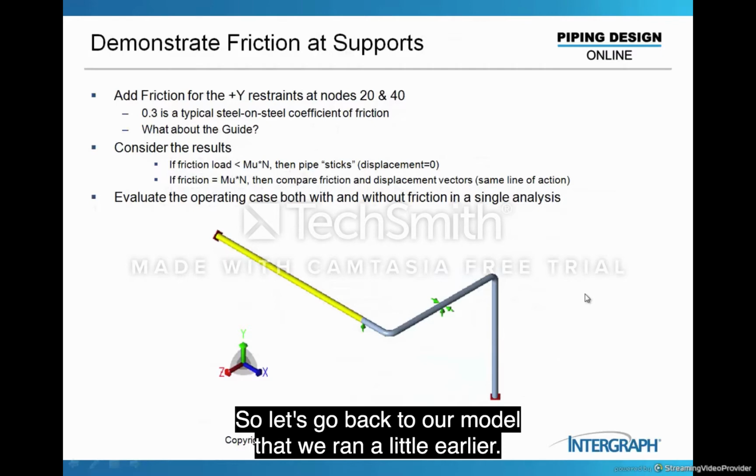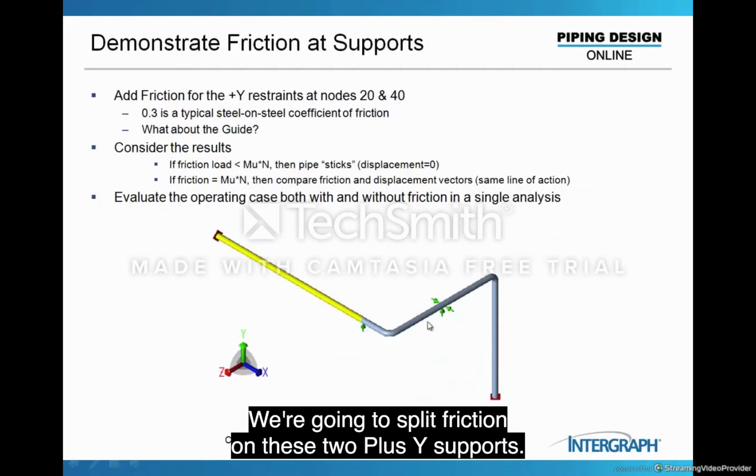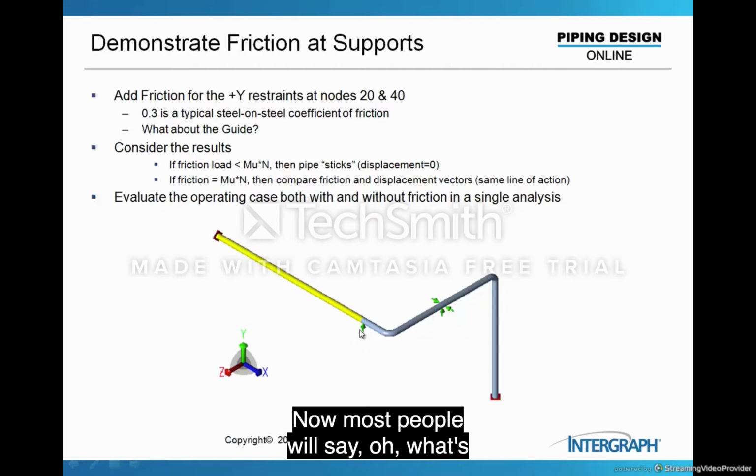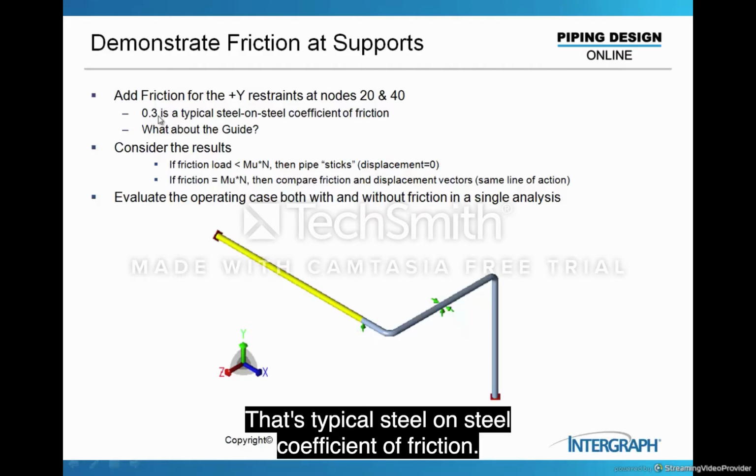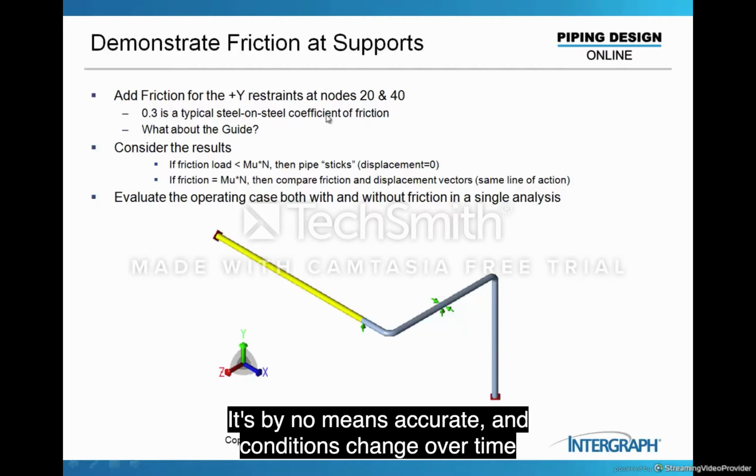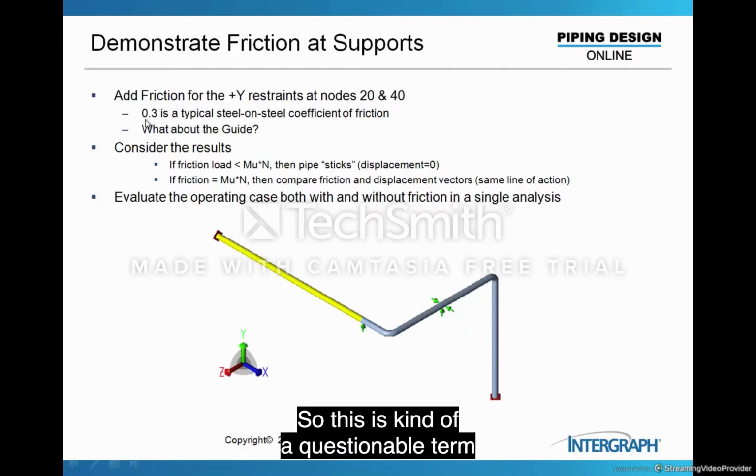So let's go back to our model that we ran a little earlier. We're going to put friction on these 2 plus y supports. Now most people will say, oh, what's the coefficient of friction? It's 0.3. That's a typical steel-on-steel coefficient of friction. It's by no means accurate, and conditions change over time as well. So this is kind of a questionable term to begin with, but it's not atypical.